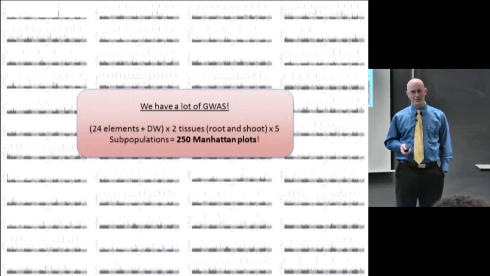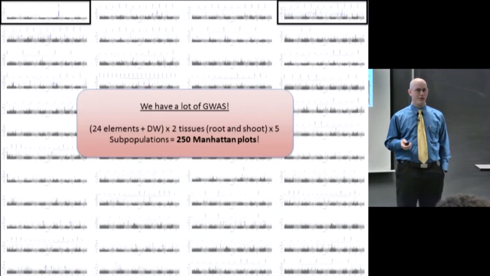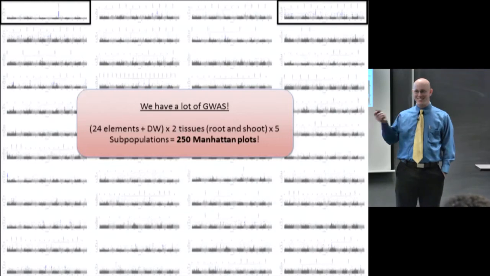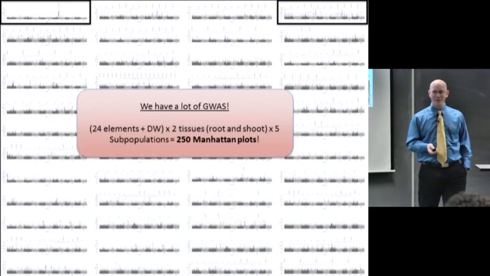Now we have a port of entry into annotating peaks. We have 250 plots, and I'm going to tell you about 2 of them. If you have your favorite element, come talk to me. We can go and look at the data. But for now, we're going to talk about 2. So now I want to come back to Bangladesh.